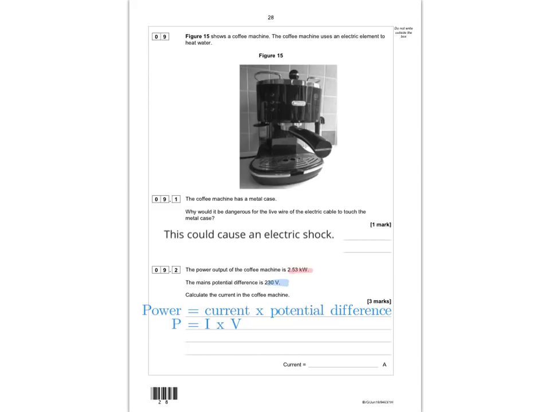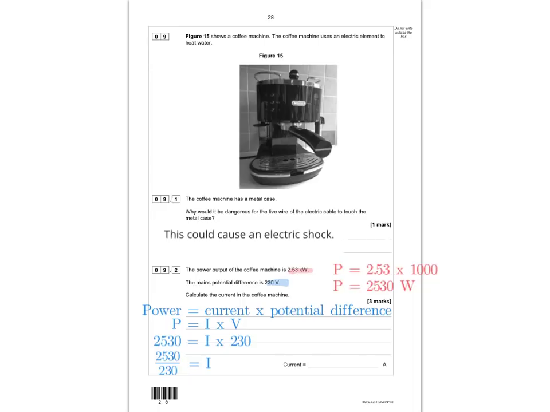Now what we need to do is try and work out what we've got. So we try to find current, which is I. We know the mains potential difference is 230 volts, so that can go in straight away. But the power is 2.53 kilowatts, so we need to convert that into watts. Multiplying 2.53 by 1000 will convert our kilowatts into watts, and we get an answer of power is 2530 watts. So we can now substitute into the equation and then rearrange for current. So 2530 is equal to I times 230. We rearrange the equation to get 2530 over 230 equals our current.